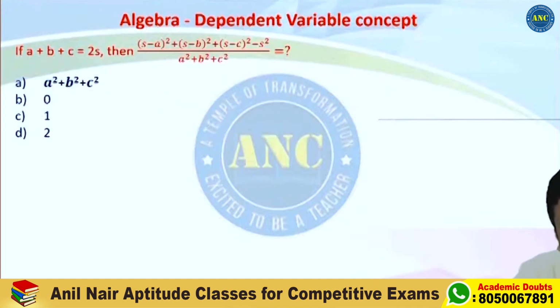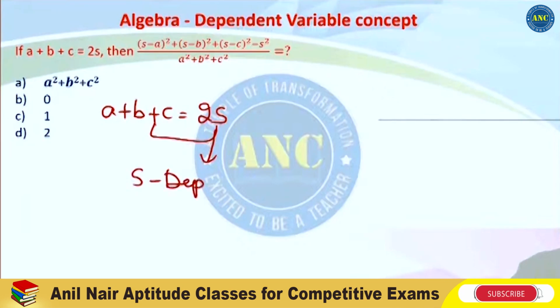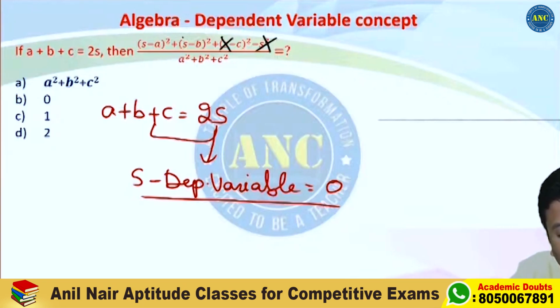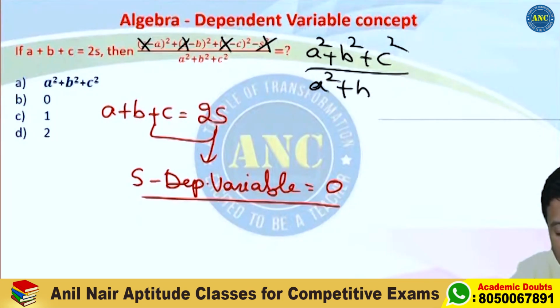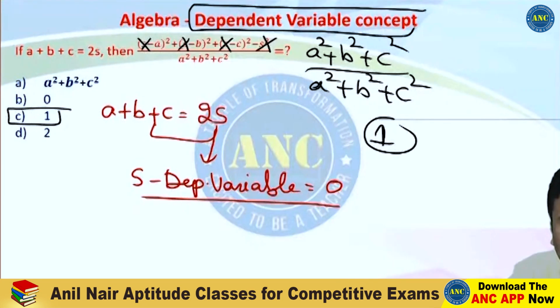Make the dependent variable 0. A plus B plus C equals 2S. The value of S is dependent on A, B and C. Make the dependent variable 0. Your 30-second problem will become a 5-second problem. Make S 0. A square plus B square plus C square divided by A square plus B square plus C square. The answer is nothing but 1.